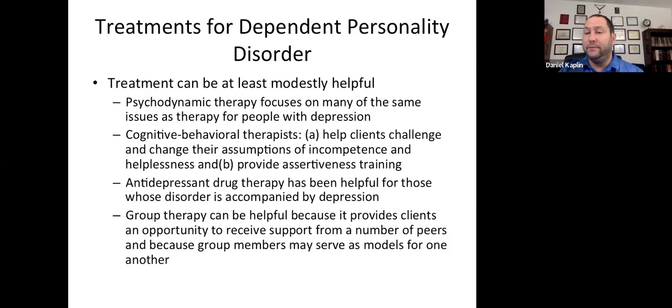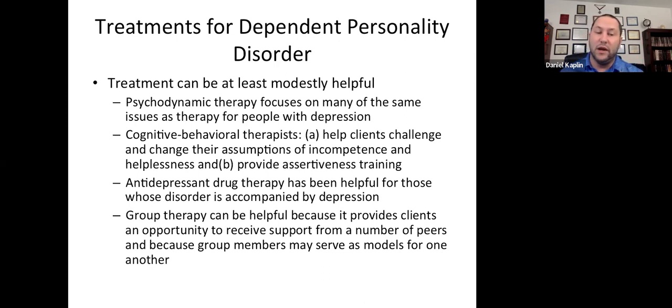Treatment for individuals with dependent personality disorder has some benefits. It's at least modestly helpful, so some help more than others. From a psychodynamic point of view, we're going to target a person's condition similar to the way we would target depression. From a cognitive behavioral point of view, there are two things. We want to challenge the faulty thinking, and then we want to encourage assertiveness.